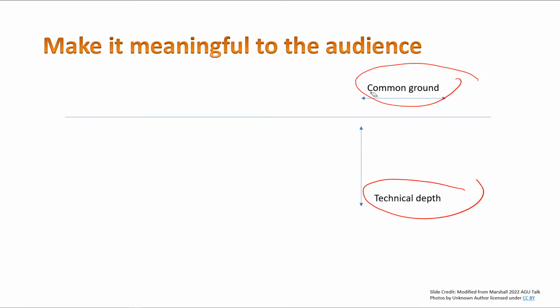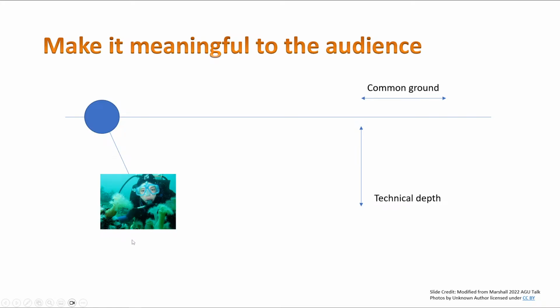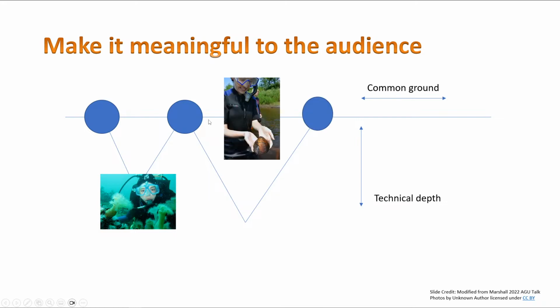So that is one way to make it meaningful for the audience: you establish a common ground. If you want to make a dive into technical detail, do it. Because remember, the audience does not need to understand everything you are presenting, but they need to understand what you are presenting. So here is the common ground. You make your technical dive, then you come up to the surface, and then make another technical dive and come up to the surface. This is called a snorkeling statement. You don't want to be a scuba diver, you want to be a snorkeler.